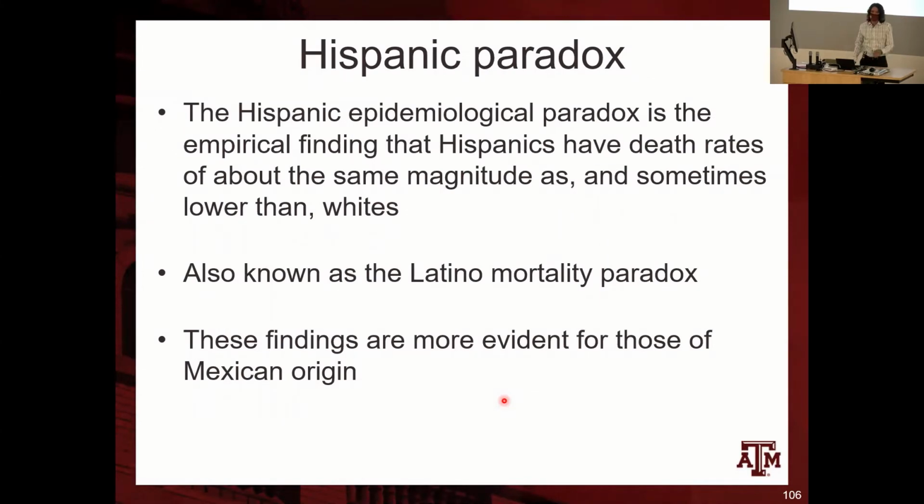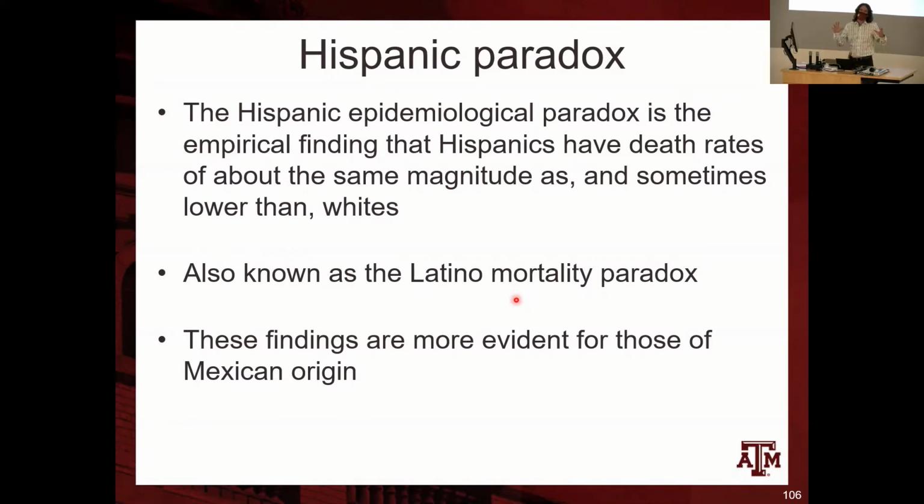In the US specifically, when we are talking about mortality, we always discuss the Hispanic Paradox, or more specifically, the Hispanic Epidemiological Paradox. What exactly is this? It's pretty much the empirical finding that Hispanics have death rates of about the same magnitude and sometimes actually lower than the non-Hispanic white population. This Hispanic paradox is also known as the Latino mortality paradox. And these findings are more evident for those people with Mexican origin.